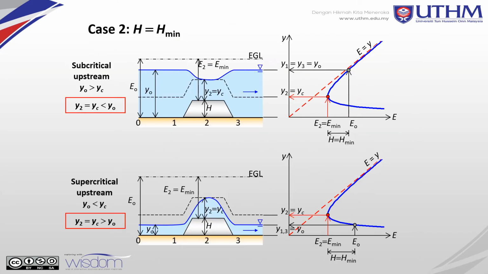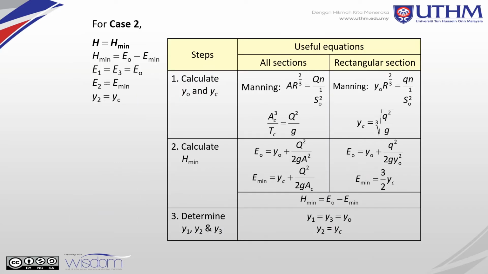Also the same in case 2. Case 2 is when H is equal to H minimum. This is subcritical and supercritical. The equations you use are also for all sections and rectangular sections, the same as case 1. Same for calculating Y0 and YC and also H minimum. But for determining Y1, Y2, and Y3, you use this.